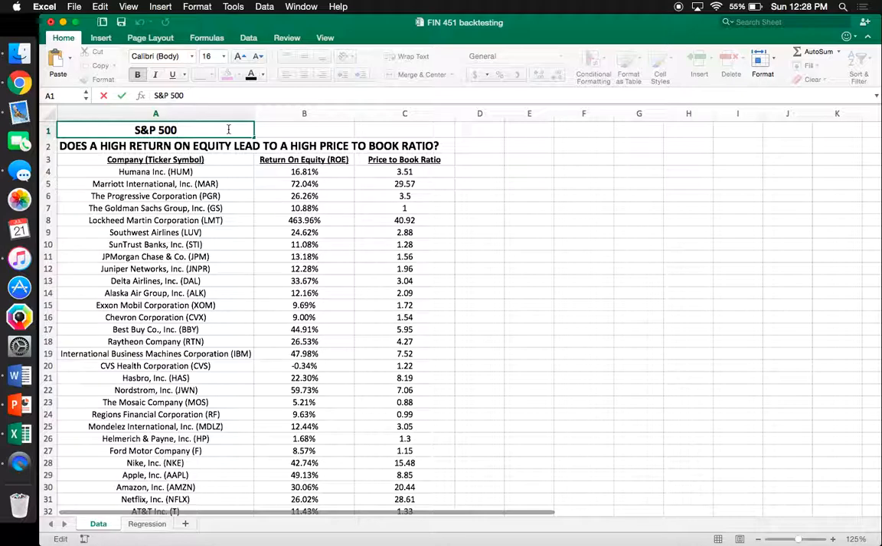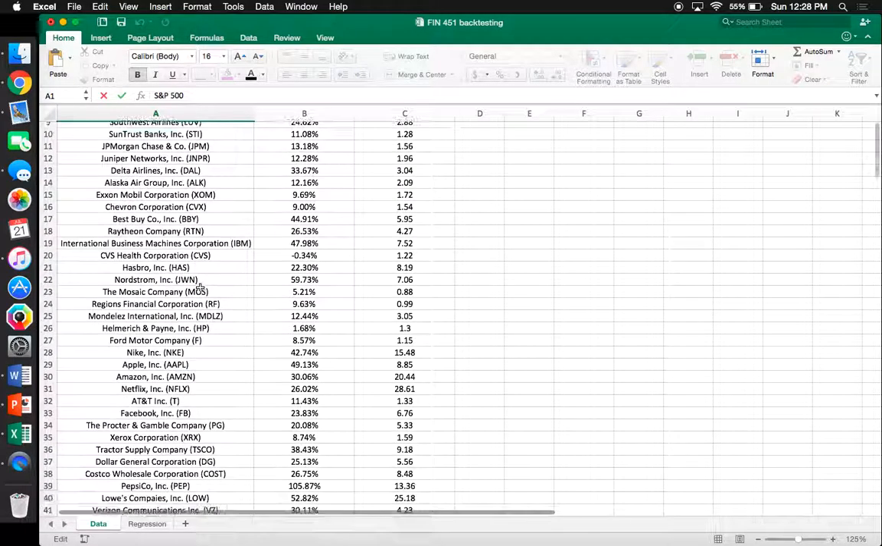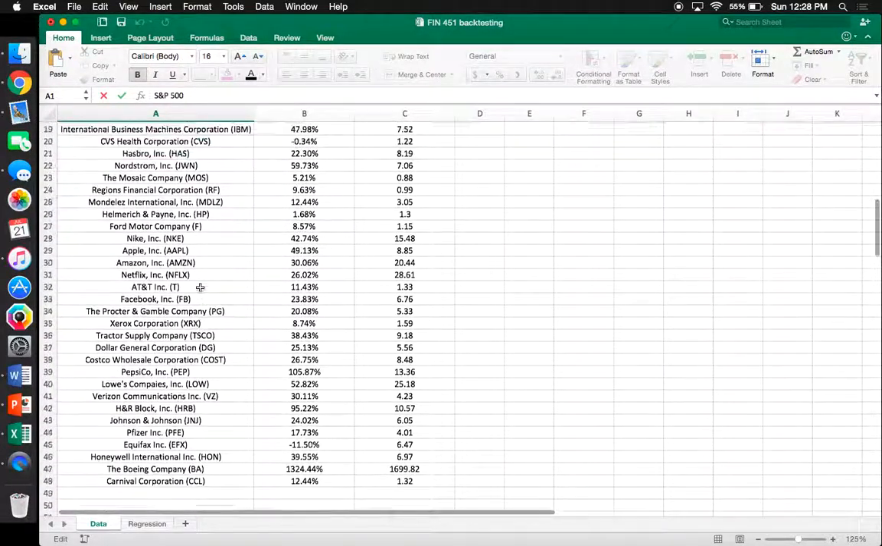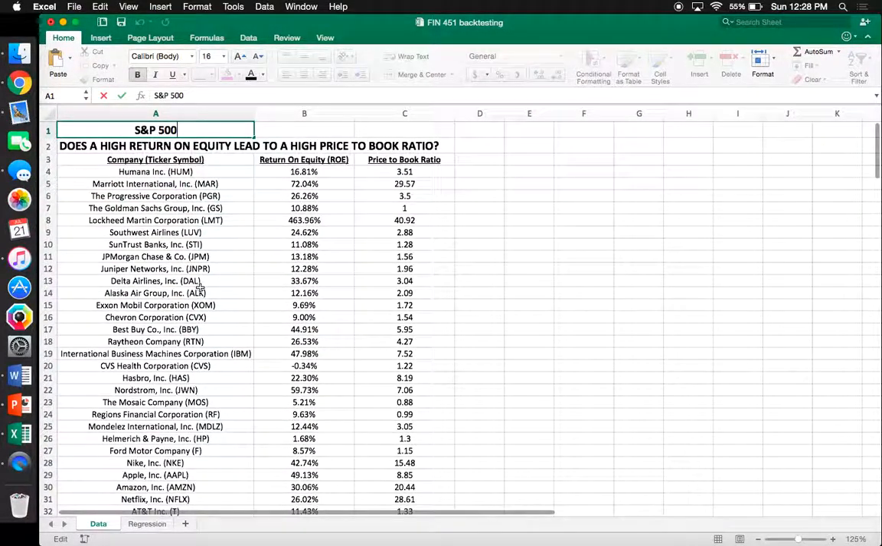So basically the purpose of this project was to choose a theory, write a hypothesis, and then backtest that hypothesis. As you can see here, I chose 45 companies to test. I chose 45 companies because I figured 30 companies would be a good sample size, but I just wanted to add a couple more in there to make sure my regression wasn't biased.